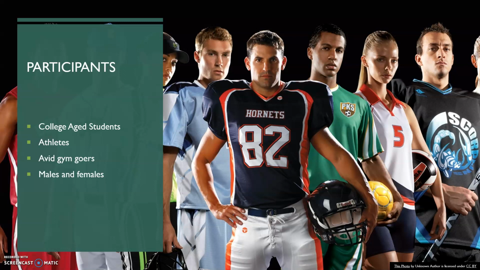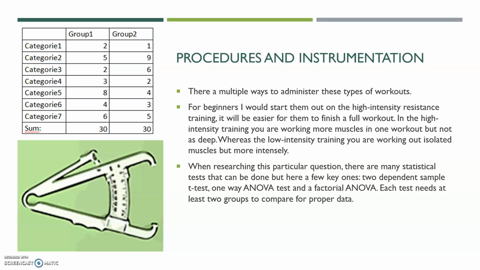Participants. With this study, you can really use anyone, but it's better to use the college-age students who are already in athletics, the people who are going to the gym. You can use males and females. For the particular study that I am talking about today, it's on younger adults, so 18 to 25, and how they reacted to it. What you'll need: procedures and instrumentation.